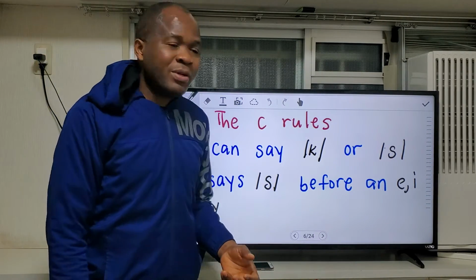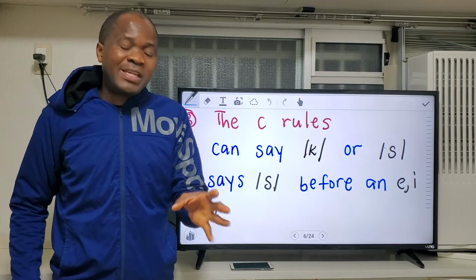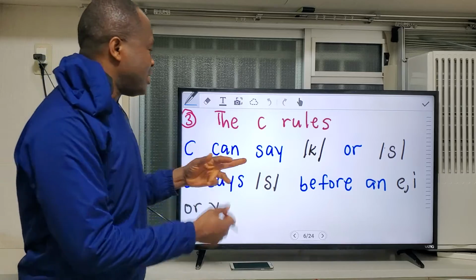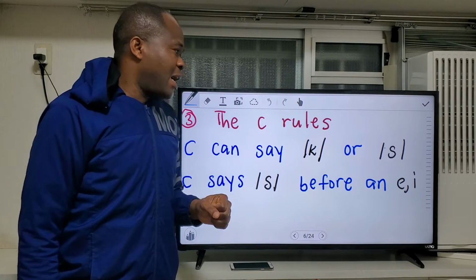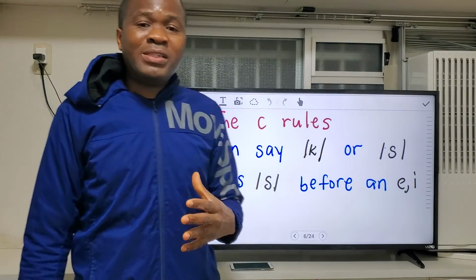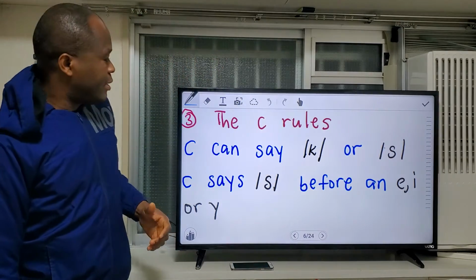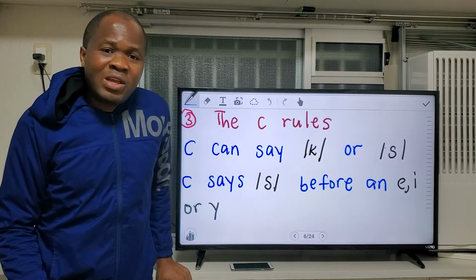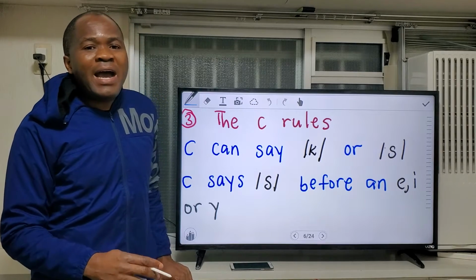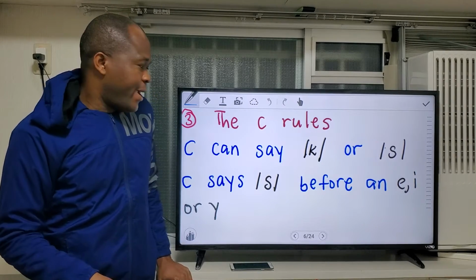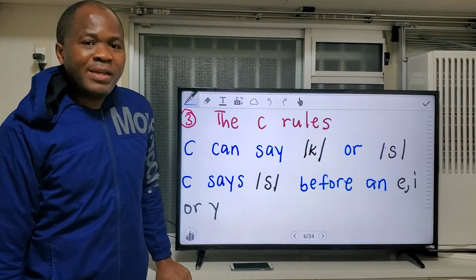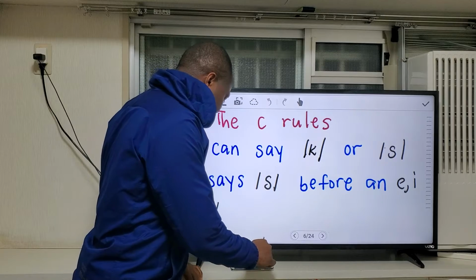The third rule, we talk about the C rules. So C has two basic rules. The first rule is that the C says K, and the second one is that the C says S sound. The C makes S when it is followed by I, E, or Y. Then the rest are all the K sound. Let's look at today's lesson.